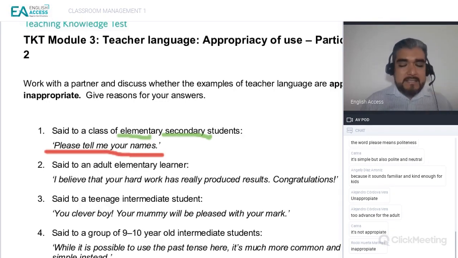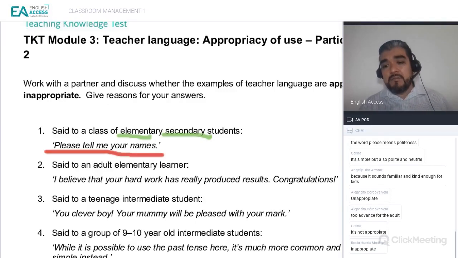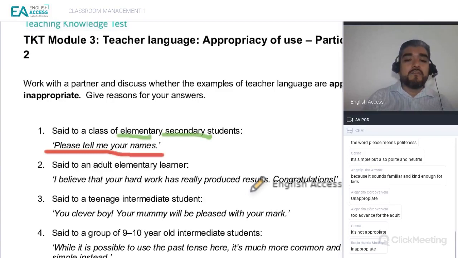Yes, this is inappropriate, right? The language is difficult. This is an elementary, a basic student, and the teacher says, "Your hard work has really produced results." The student is going to be like, "What? What is this teacher trying to say? I don't understand." Probably the student is not going to understand hard work, or has really produced results. So it's not appropriate. It's very formal. It's good. It doesn't have grammar mistakes. It's just that the language is too advanced, as Alejandro said, for the students.